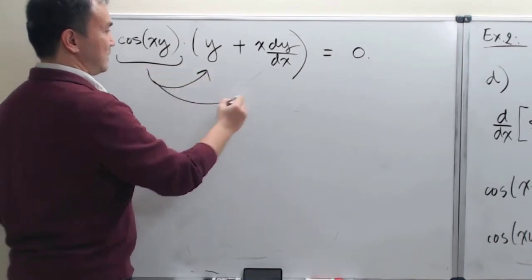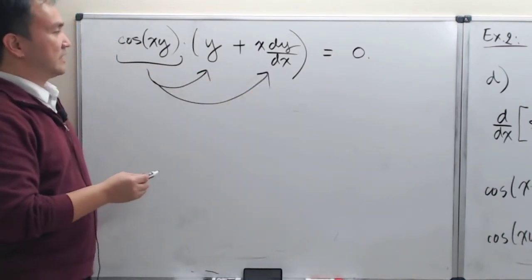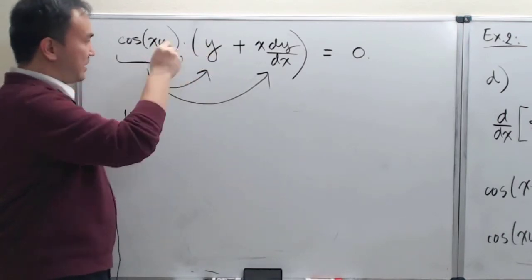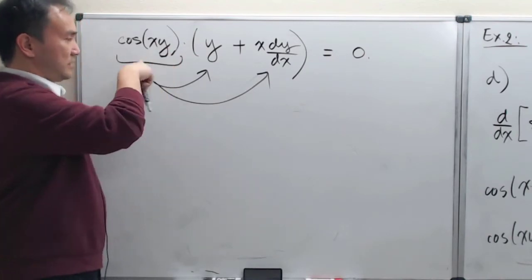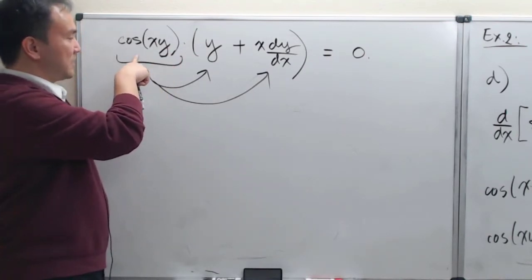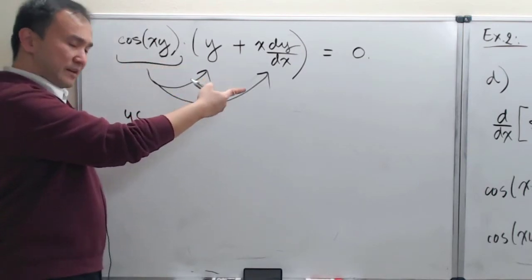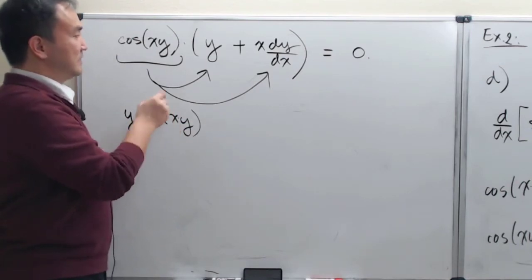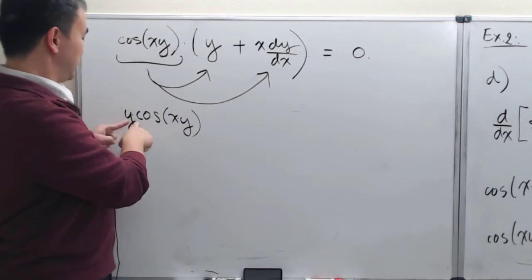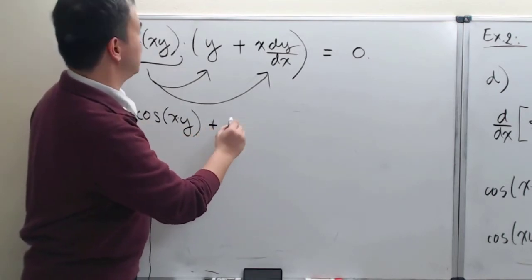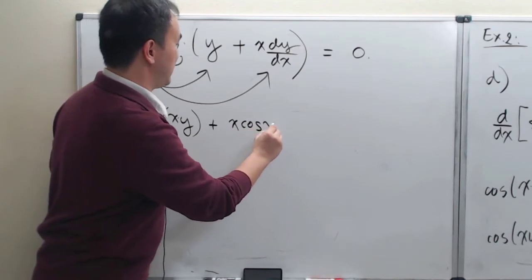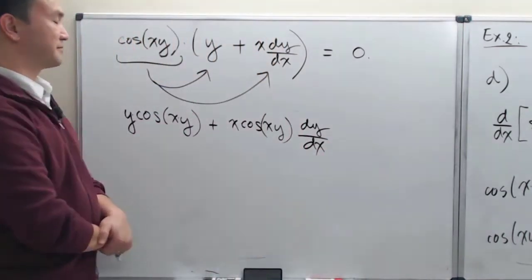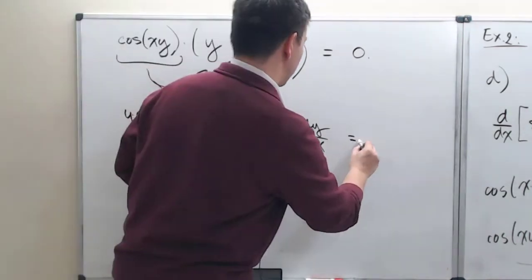Distribute this out, and then recombine like terms. By the way, at this step right here, we are officially done with the taking derivative step. So now I'm going to multiply the cosine of xy through each of my terms: y times cosine of xy plus x times cosine of xy times dy/dx, and all that equals 0.